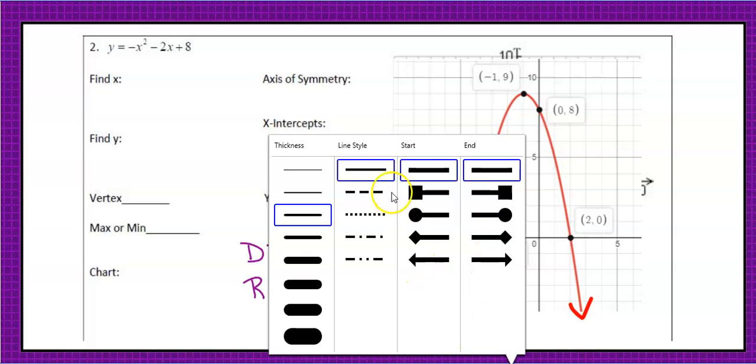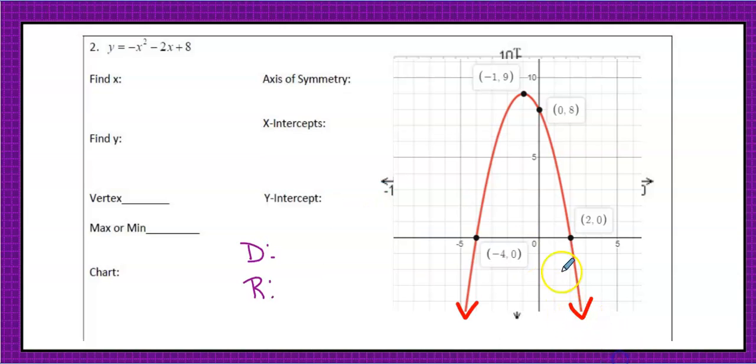Okay, let's look at the things that we noted on here. So find x. Well, the vertex is up here. Here's the vertex. So I've got -1 and 9. So x is -1, y is 9 in the vertex. I don't need to do a formula if I can just look at it on Desmos.